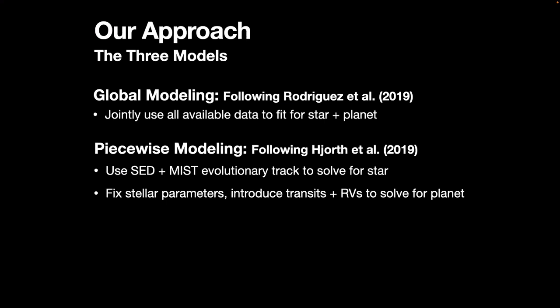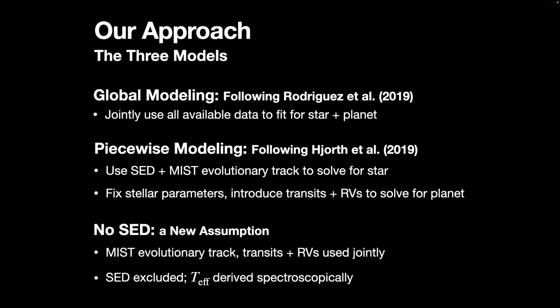So we throw the two-source SED in, and we consider the MIST evolutionary track to solve for the stellar parameters, and then we fix those results just as they did, and then use the transits and radial velocities just to solve for the planet. And then our no SED case, which is the new assumption that we're presenting here, we exclude the broadband photometry and use only the MIST evolutionary track, the transits, and the RVs, and that spectroscopic effective temperature prior to solve for all of our physical properties of the star and the planet jointly. So it's sort of a joint fit, just as in the global modeling, but now we are not using the SED whatsoever.